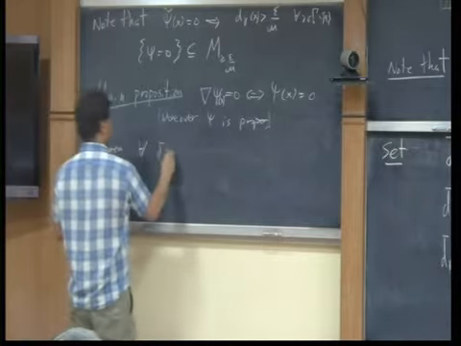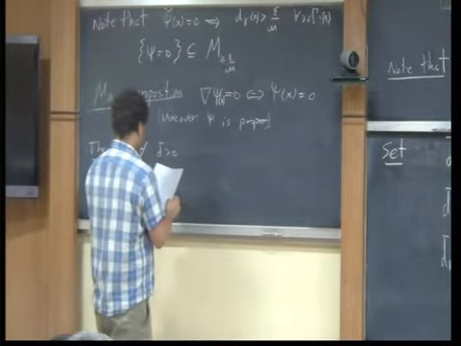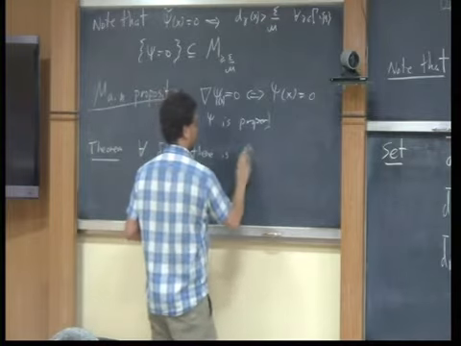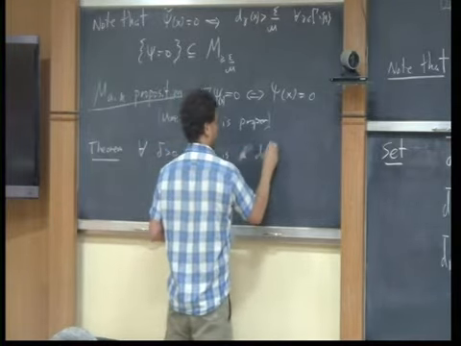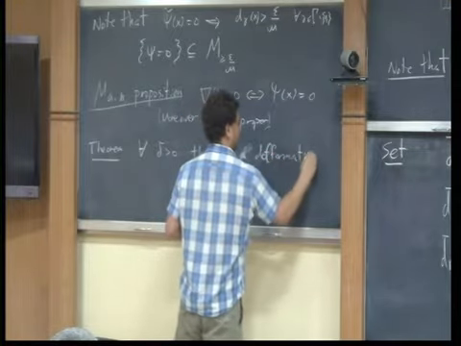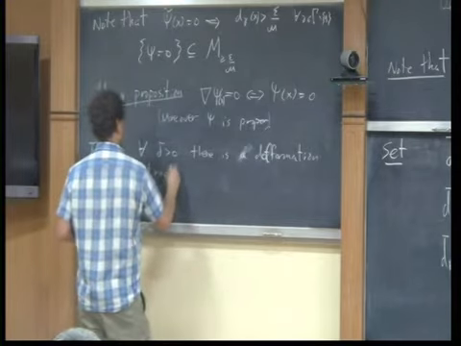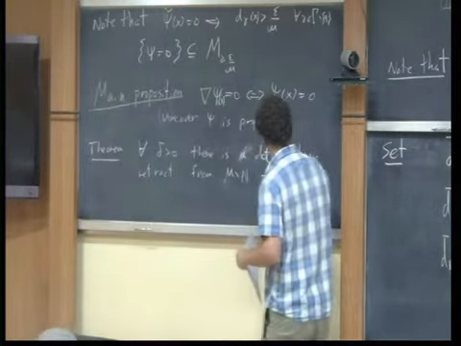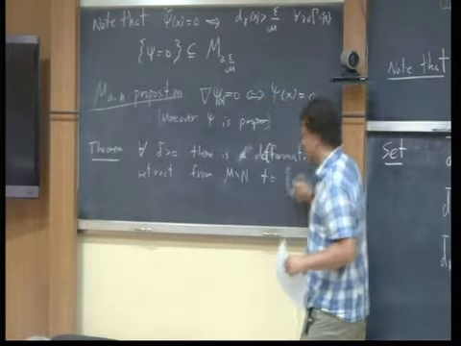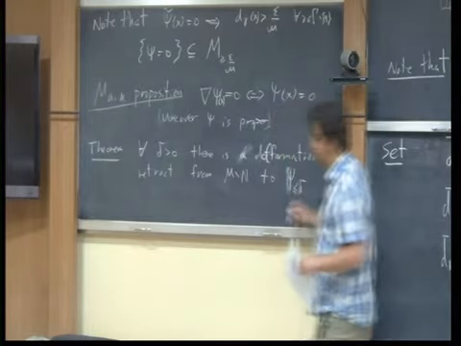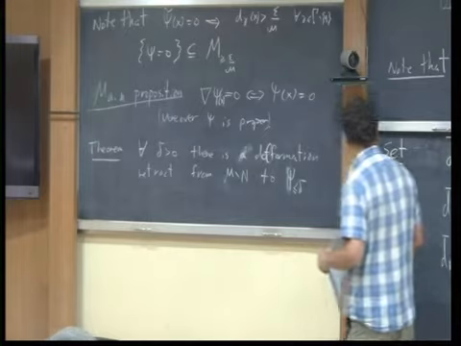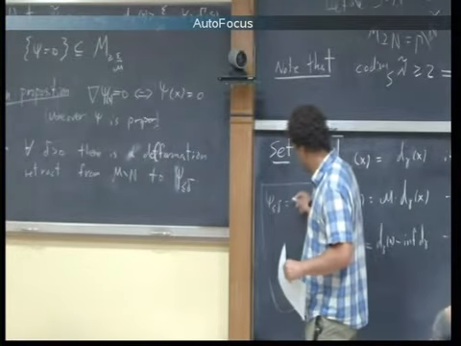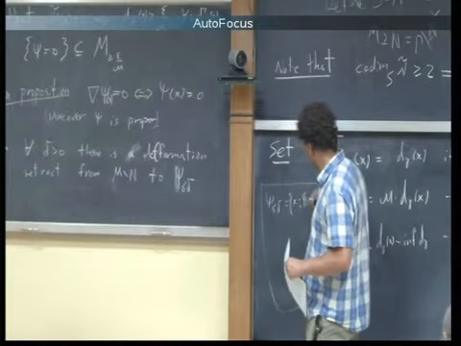For any delta bigger than zero, there is a deformation retract from M minus N to the set, let me write it as, psi less than or equal delta. Is it clear what I mean here? This is notation that I will use. Psi less than or equal delta is by definition the set of x where psi of x is less than or equal delta.